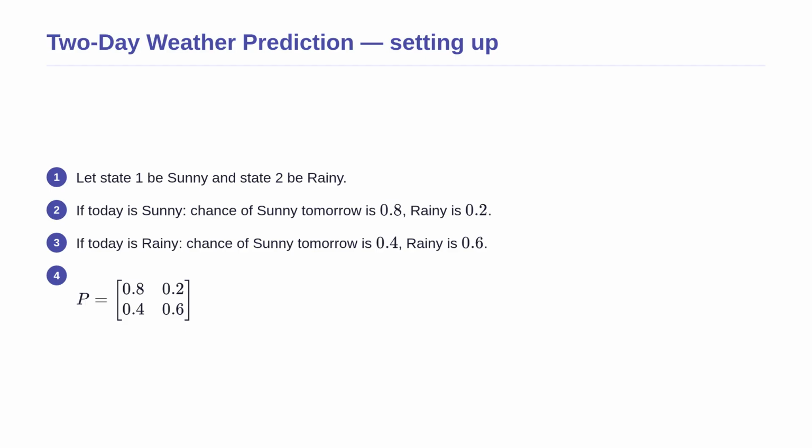Before we move on, let us see this with a concrete example. Imagine a simple weather model. State 1 is sunny and state 2 is rainy. If today is sunny, there is an 80% chance tomorrow is sunny and a 20% chance it is rainy. If today is rainy, there is a 40% chance of sun tomorrow and a 60% chance of rain. We place the sunny starting chances in the first row and the rainy starting chances in the second row to build our matrix P.